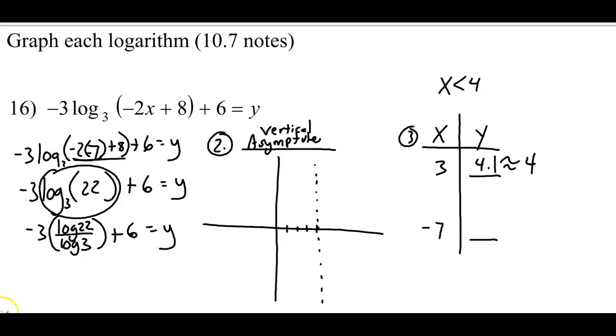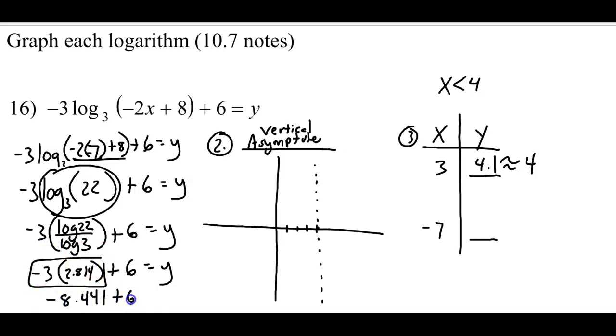And then we use our calculator. And that gives me 2.814. Next, we're going to multiply these together. And then finally, we're going to add these together. And that gives me -2.441. And I'm just going to round that to about -2.5 when I'm graphing. Okay? Oh, -2.5.